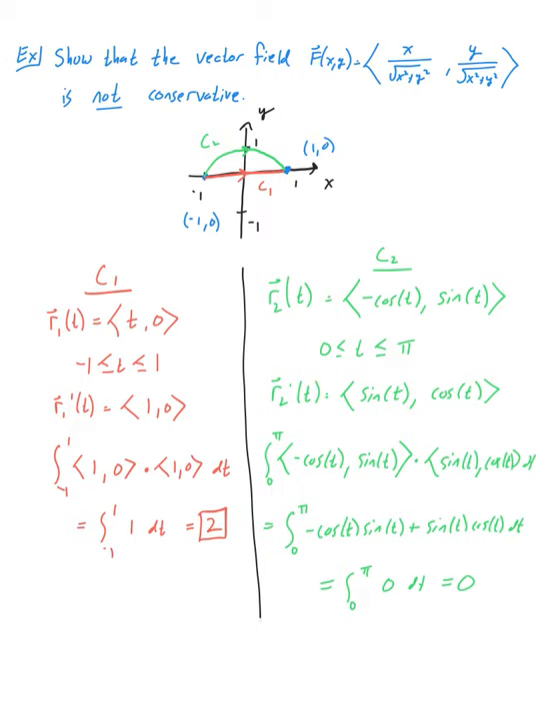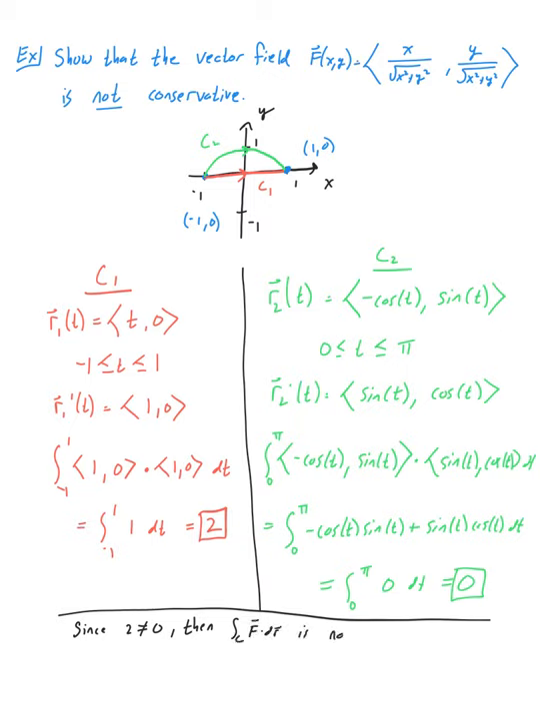Now I'm going to erase a little bit and then write out my conclusion. So, what we've seen here is that since 2 is not equal to 0, then the line integral of f cannot be independent of path. Therefore, this tells us that f cannot be conservative, since conservative vector fields are independent of path.